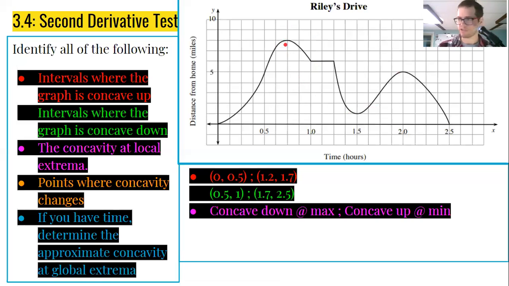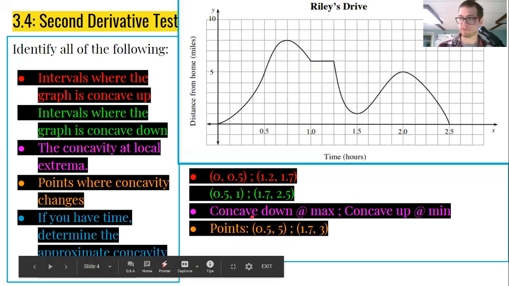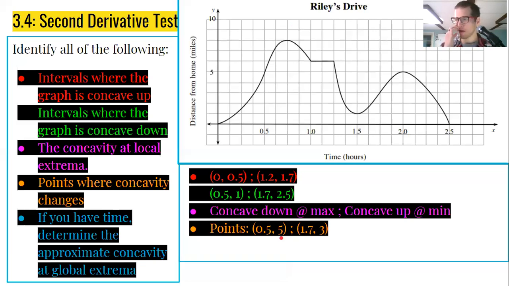Points where the concavity changes. You could argue for a couple more than what I included, but I said there were 2 points. Now I labeled these points as XY coordinates. I probably should have just said X equals 0.5 and X equals 1.7. But that's how I decided to do it at that point in time, pun intended.